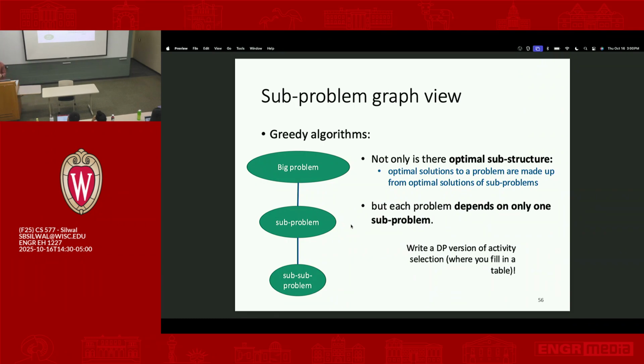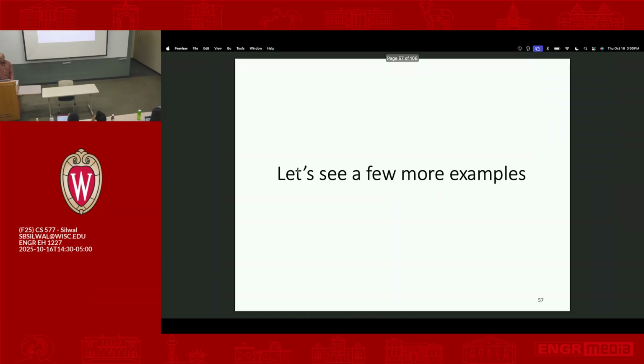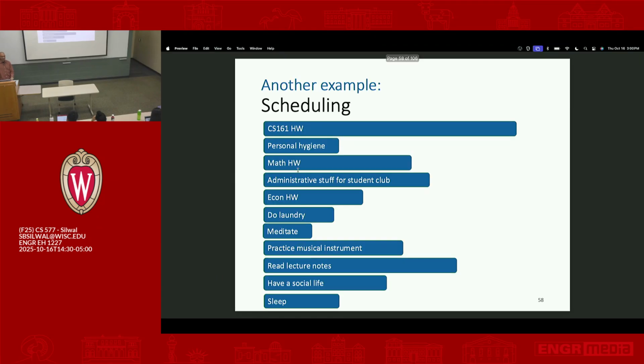So that's all this diagram is saying: somehow one problem only depends on one subproblem. I just made one choice, a greedy choice, and I keep going. I never look back. All right, so now let's see two more interesting examples.